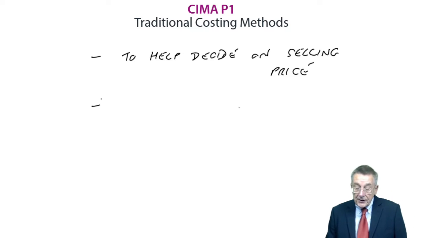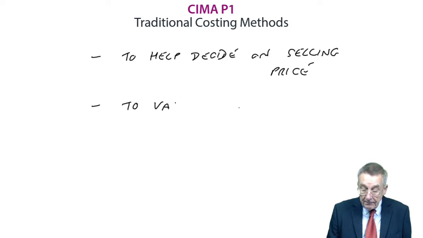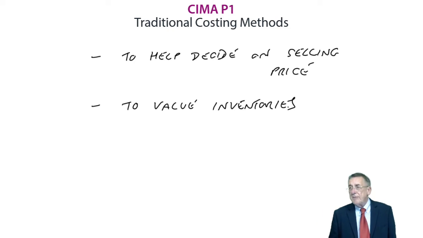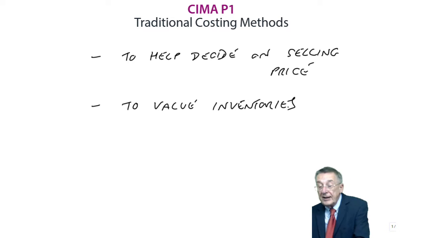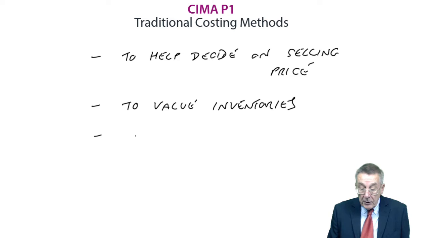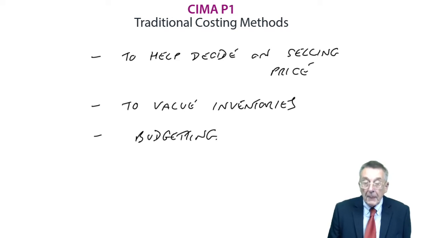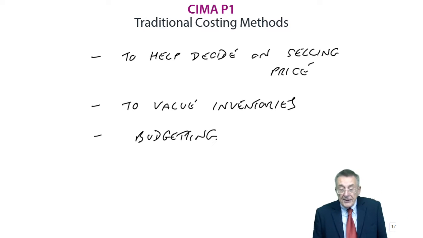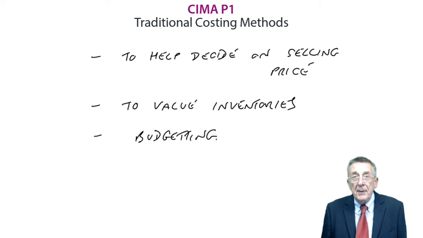Second reason is to be able to value inventories. We're making our own desks. If I've got inventories left at the end, I need to know how much each unit costs to make to be able to value the inventories. A third reason, to help with my budgeting, my planning. We'll talk about budgeting in a later chapter. If I'm budgeting how much I'm going to spend on wood next year, I need to have estimated the cost of wood for each unit.